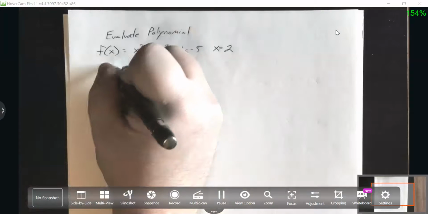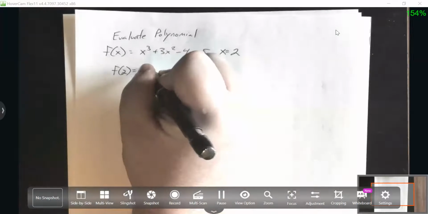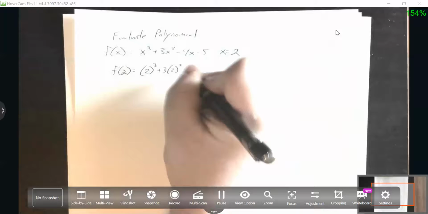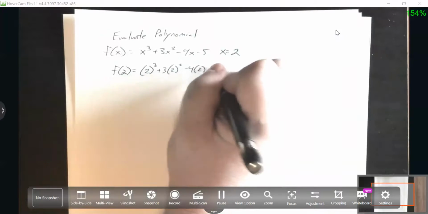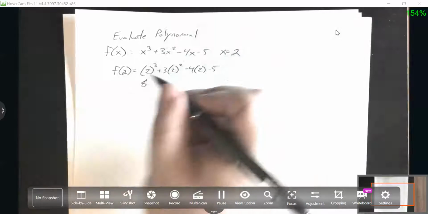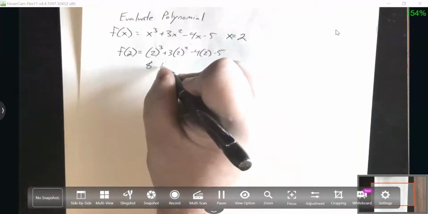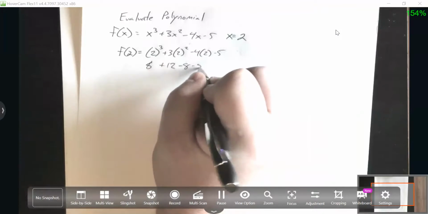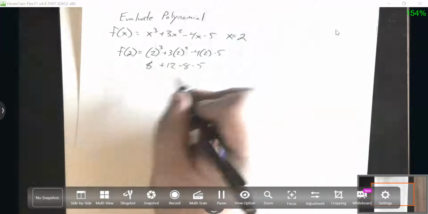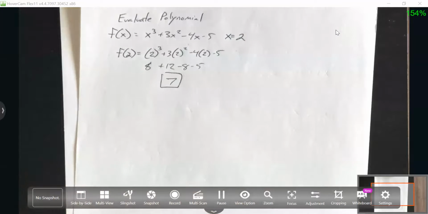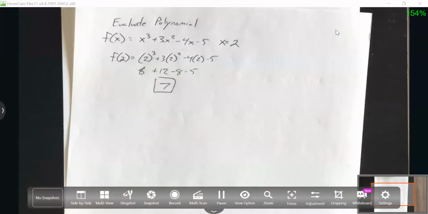So if we plug in a 2 for our x, that would end up giving us 2 cubed plus 3 times 2 squared minus 4 times 2 minus 5. And we could go through and we could actually solve it. You could type it all into a calculator, get an answer that way. That's fine too, honestly. And it looks like we get 7. So I'm not going to do a bunch of examples of these. This is exactly the evaluations you've done in pretty much every math class at this point.